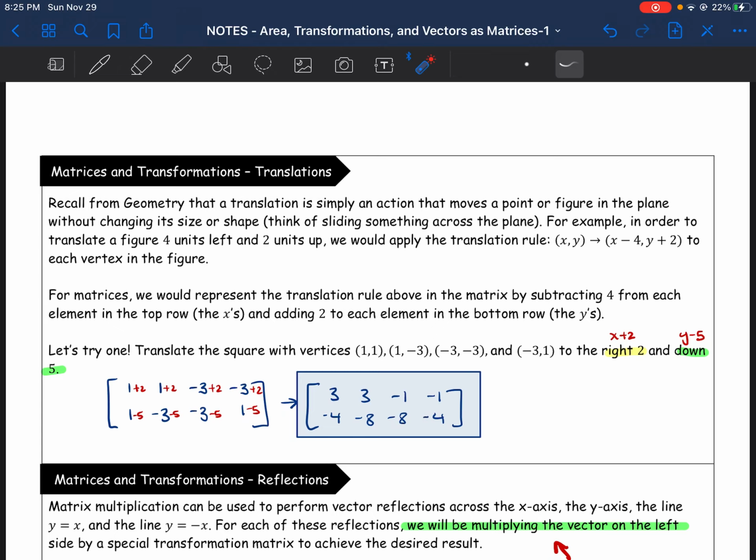I went ahead and took the matrix we came up with earlier, and since we want to translate right 2 and down 5, I would do x plus 2, because that's right 2, added to all the x values which are in the top row, then y minus 5, so we're going to subtract 5 from all the y values which are in the bottom row, and this is the resulting matrix. If I were to apply all of these points and look at the square, we would see that the original square was moved right 2 and down 5.